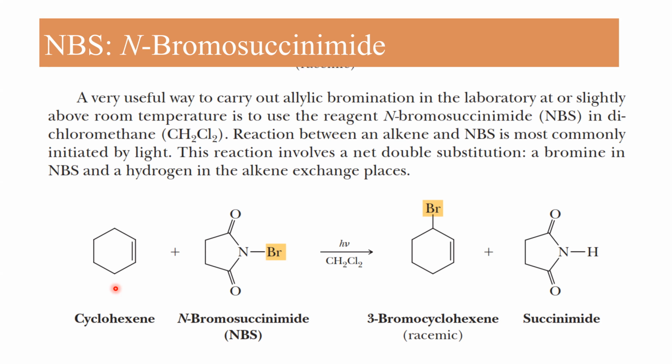So that's why we use the prefix cyclo for this one. Cyclohexene is reacting with NBS, our N-Bromosuccinimide, in the presence of light and an organic solvent, which is dichloromethane. So we get bromocyclohexene as a product, and this is the succinimide.